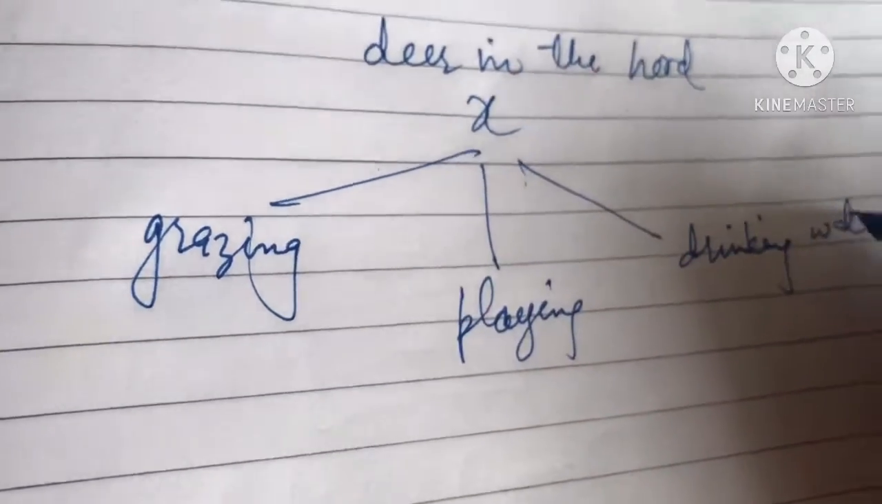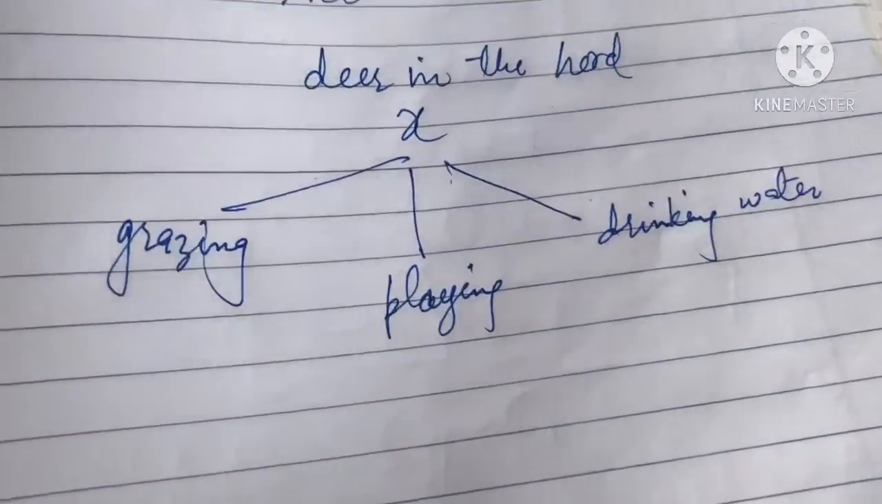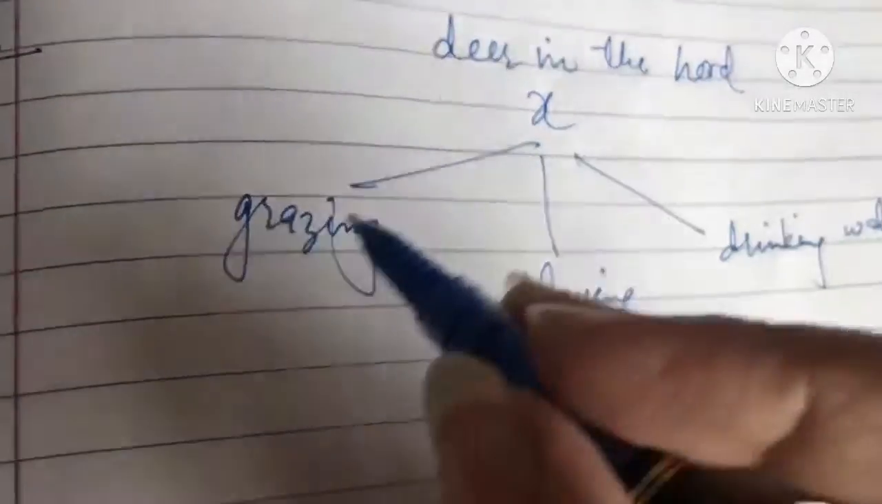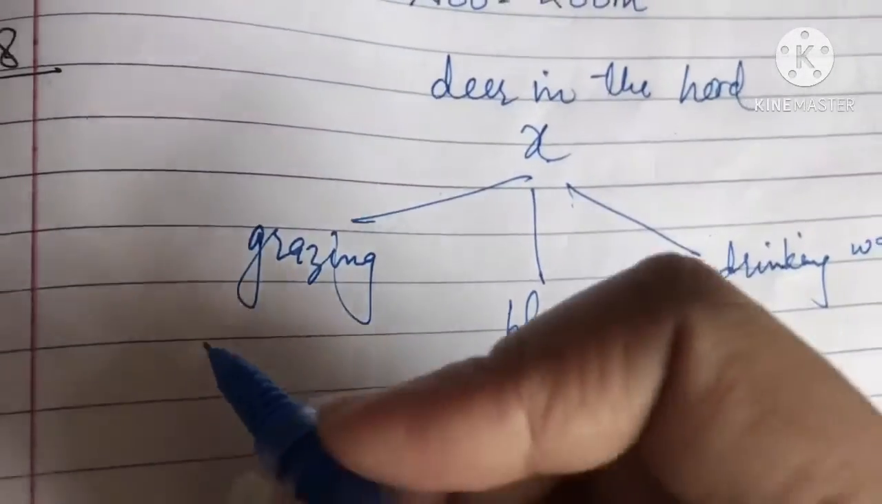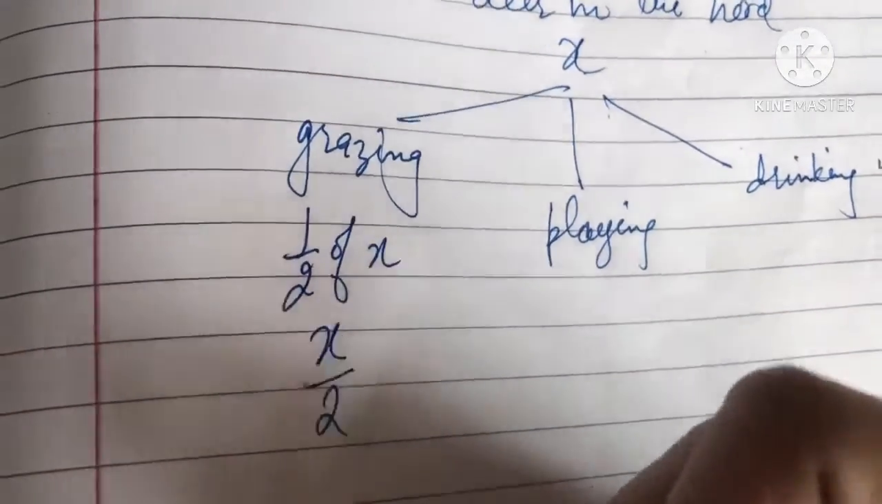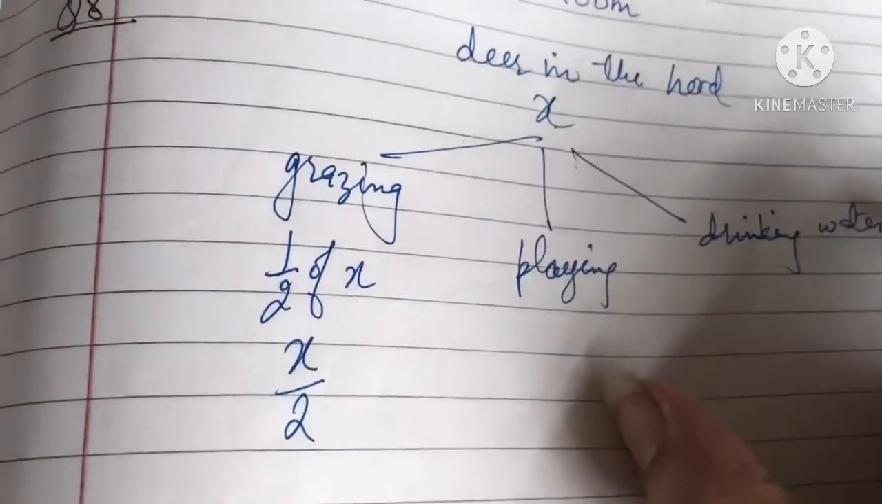With a flow chart it becomes very easy to understand the information. Now they are saying that half of the deers are grazing. Half means half of x. What is half of x? Half of x means x by 2. Now if half are grazing, then half are left.